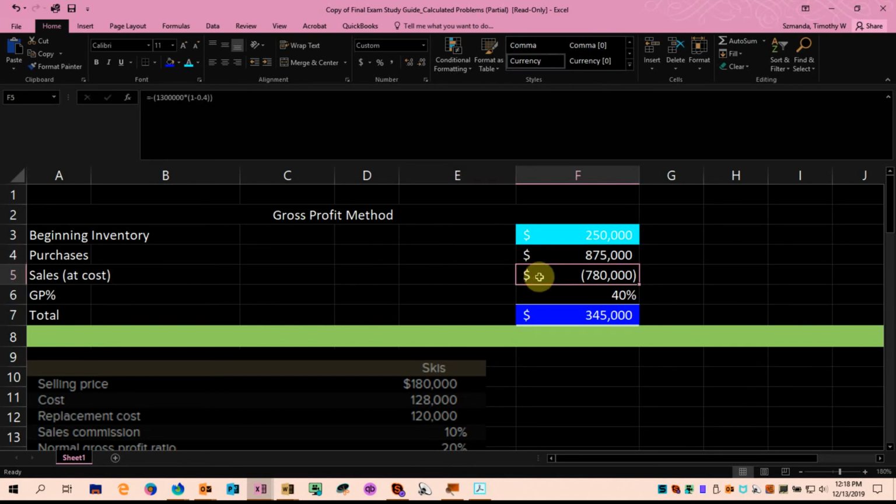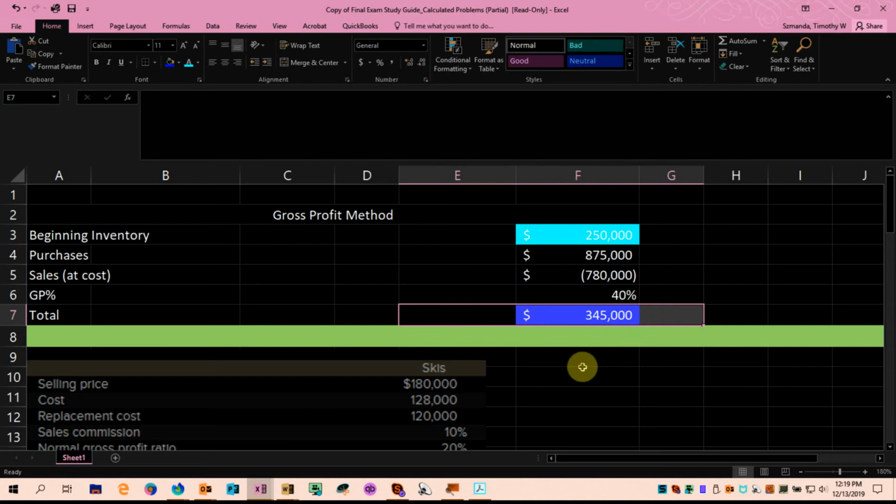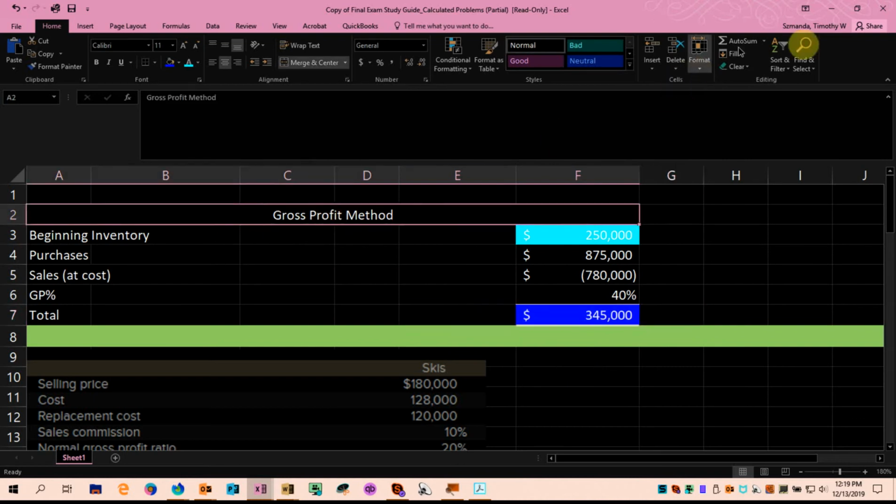So you're going to have to reduce the sales at retail to sales at cost by multiplying the sales, which is given, by 1 minus the gross profit percentage, or 40%. In other words, the cost of a sale is going to be 60% of its retail price, 1 minus 40%, times the gross sales. And that gives us the cost of the sales. So to get your total estimated ending inventory, you'll take your beginning inventory, add your purchases, and then deduct your sales at cost. And that will give you your estimate of ending inventory under the gross profit method.